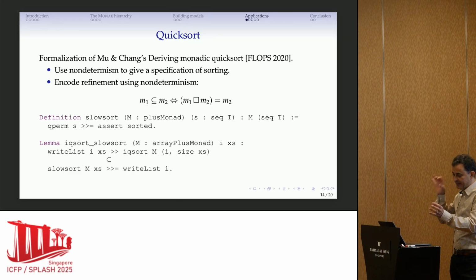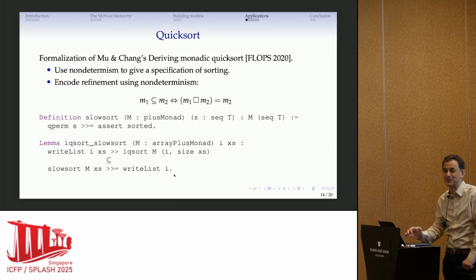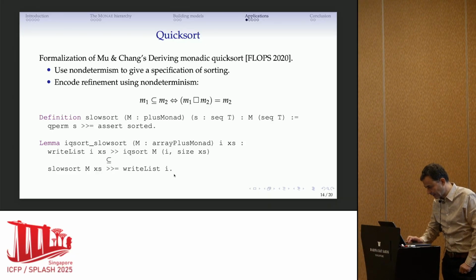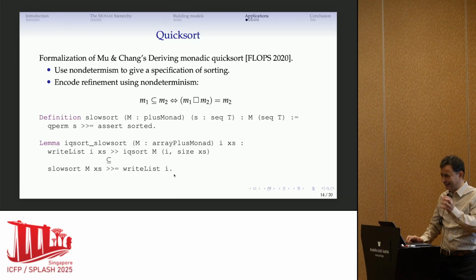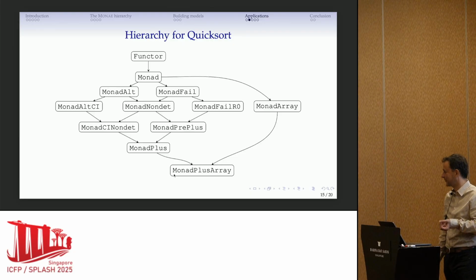That is, I write the list xs to an array, which is why I need an array plus monad here, starting at position i, and I apply quicksort to that array. And this is going to be a refinement of doing just a slowsort and writing the result of the slowsort. Okay, so this is a way to prove things. And if you look at the paper, you realize that it's actually quite tricky to do that. One of the reasons it's tricky is that you need lots of interfaces to look at all these results.